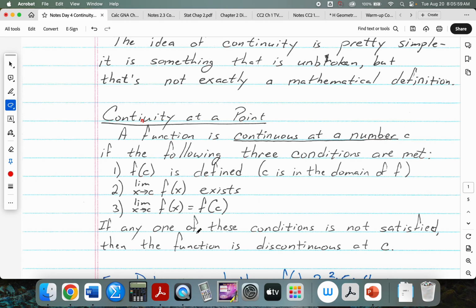Actually, sometimes people just focus in on this last one, because these both have to exist in order for them to be equal. So that's really the most important part, that the limit as x approaches c of f of x has to be f of c.